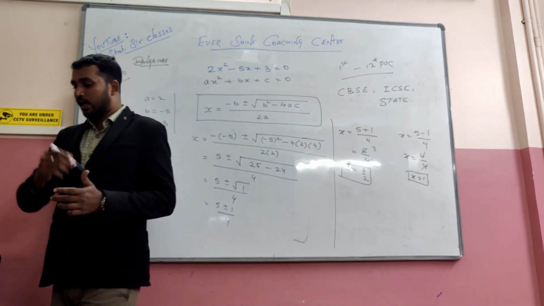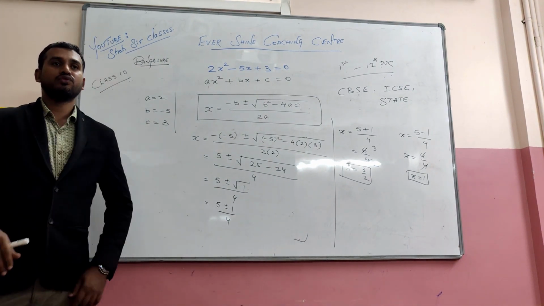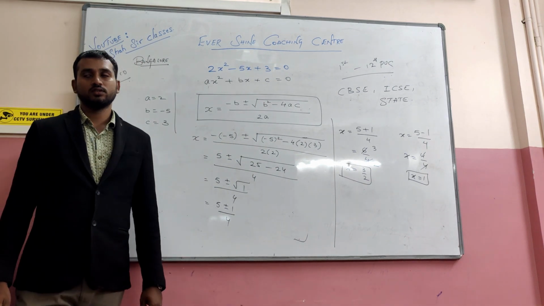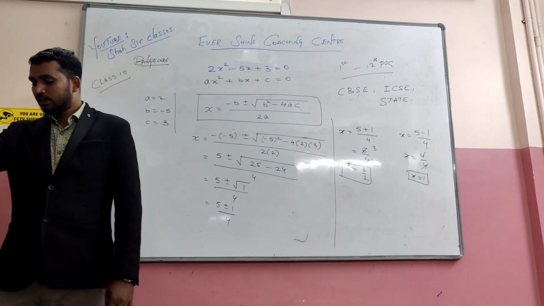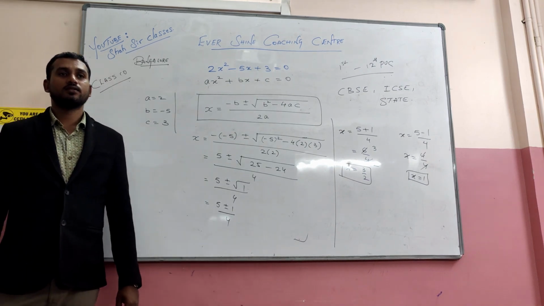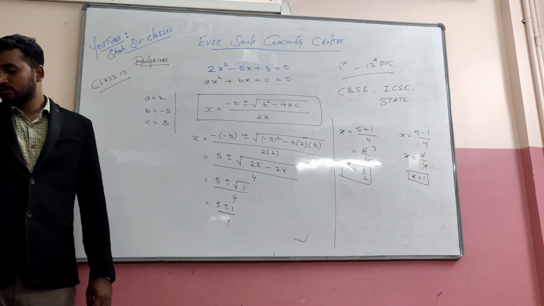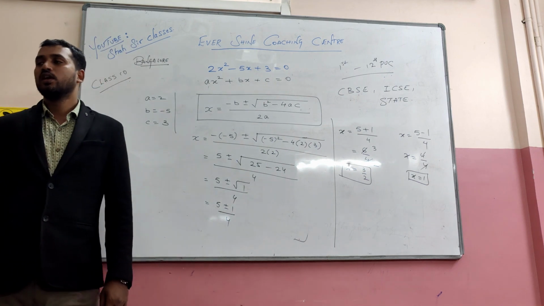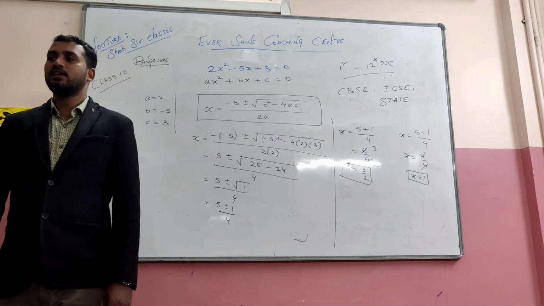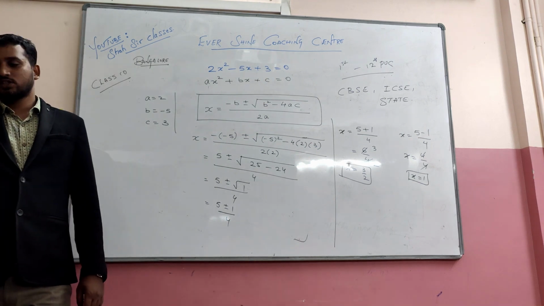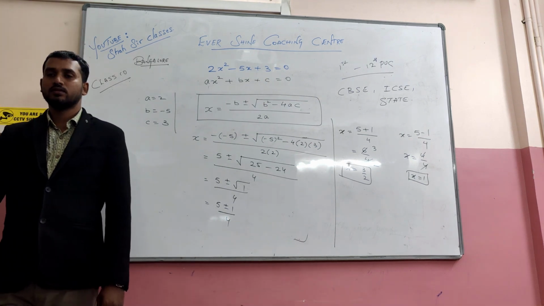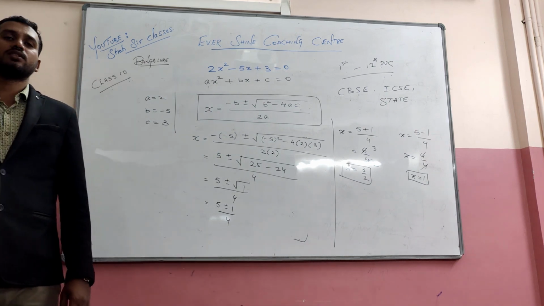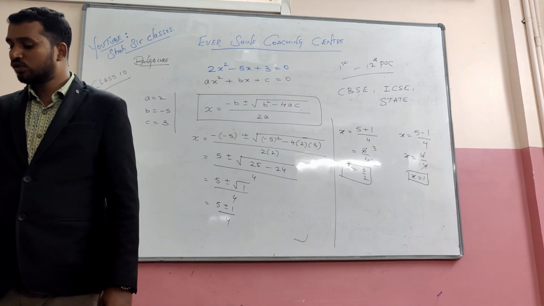Next, take down a few questions for your practice. I want each and every student to solve all these questions without fail. Take down the values. X square minus 3x minus 10 is equal to 0. Next, x square minus 2x plus 3 is equal to 0.